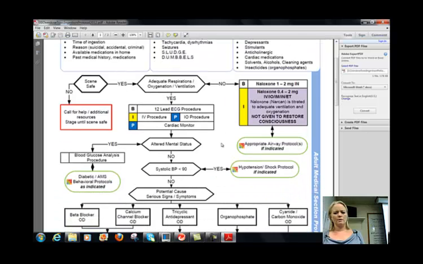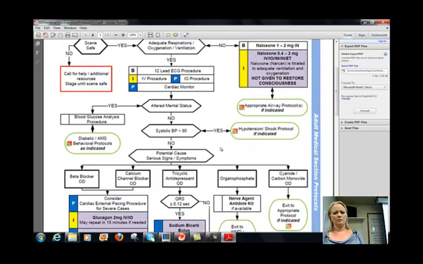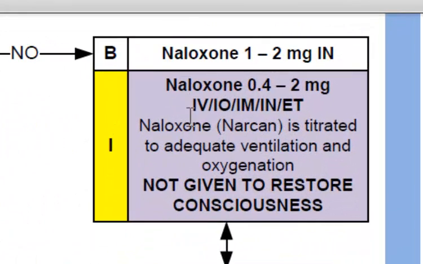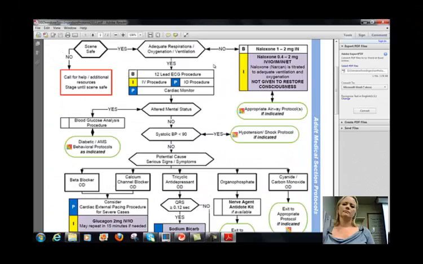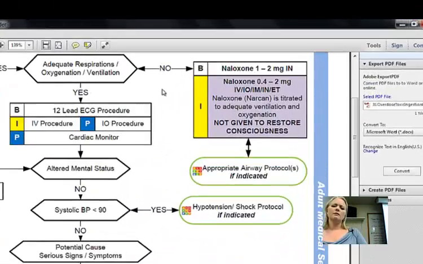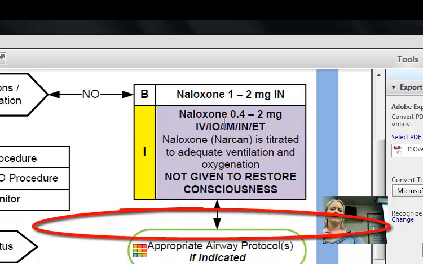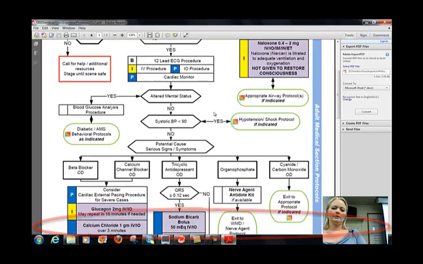So, overdose and toxins. Narcan is titrated for respiratory effort, not for consciousness. I've seen a lot of people give 1 milligram of Narcan. We usually start with 0.4 in the hospital. You can always give more. You can give up to 2 milligrams, but it's really not safe for the patient or for whoever's in the back of the ambulance with them, for them to wake up screaming and fighting.